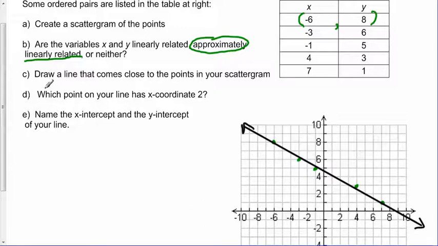Now we're going to figure out which point on our line has an x coordinate of 2. So let's see what's going on here. Here's my x-axis here, and my y-axis would be here. Be good to get those variables on there. They're saying it has an x coordinate of 2.